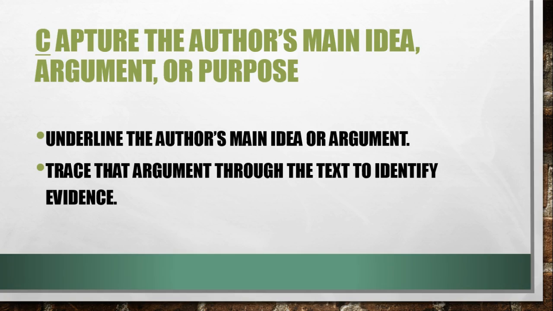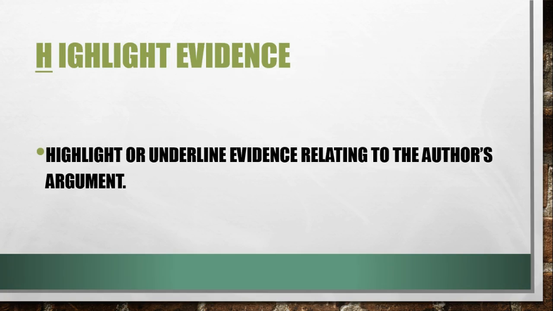The last step is capture the author's main idea, argument, or purpose. You're going to want to underline the main idea or argument. There may be a different argument per paragraph, so it's important to keep that in mind. This will help you trace the argument through the text to help you identify different pieces of evidence. If there is a main idea in one paragraph and you only are looking for evidence relating to that main idea, then it'll be easy for you to find that idea later.